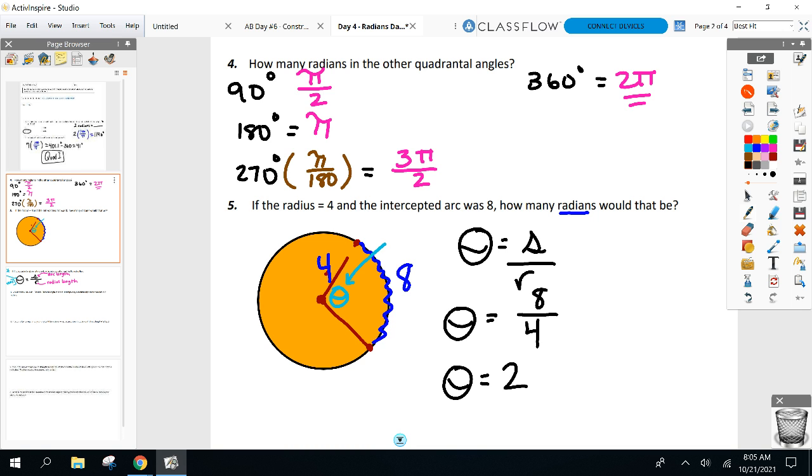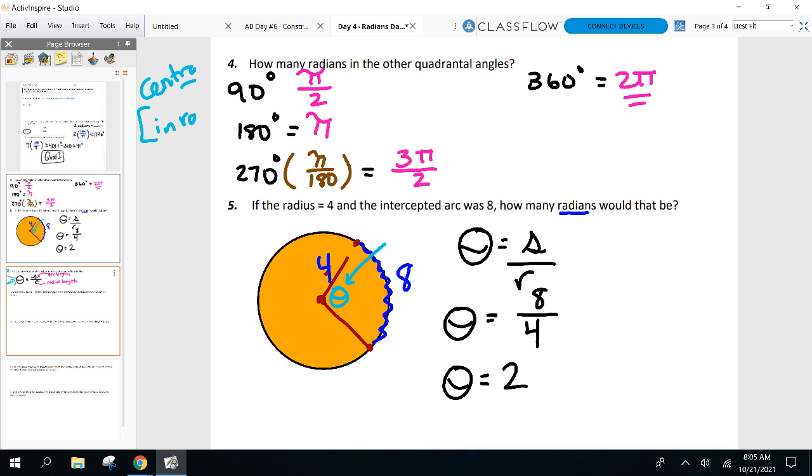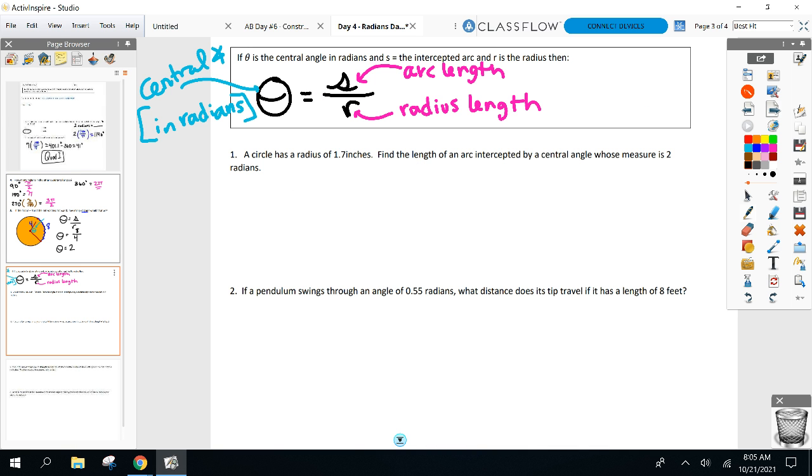Questions yet? Okay, that's it. That's what I want to work on today, is this formula, but giving you different pieces of the formula. Ready to roll. Circle has a radius of 1.7 inches. Find the length of the arc whose central angle measures 2 radians. Got it. So I see a circle, radius, arc length. I know I got to use my formula. Theta equals S over R.